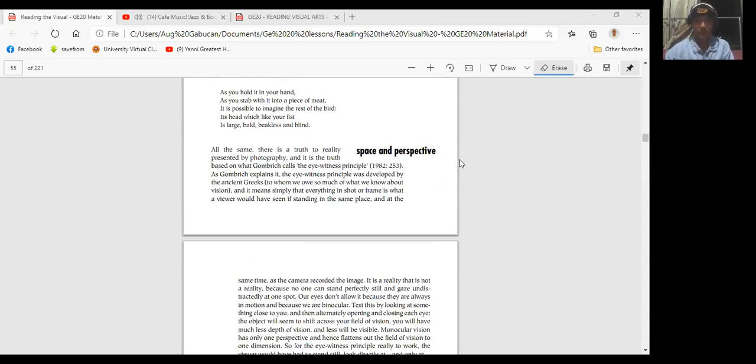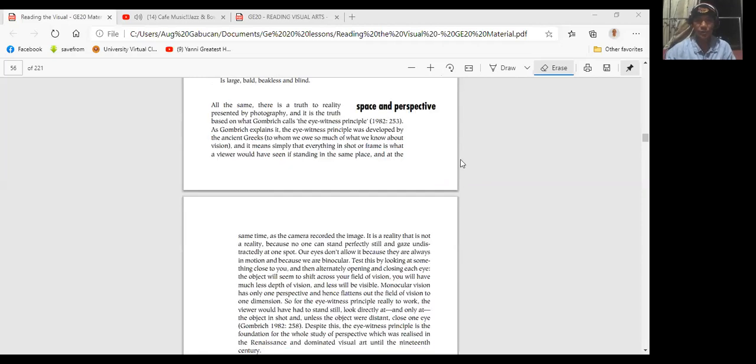That here, all the same, there is truth to reality presented by photography. It is the truth based on what Gombrich calls the eyewitness principle. So when you say eyewitness principles, it depends on you as a person and how you perceive the things around you. As what is explained here is like a lighthouse.